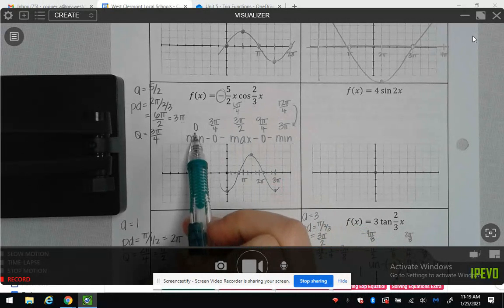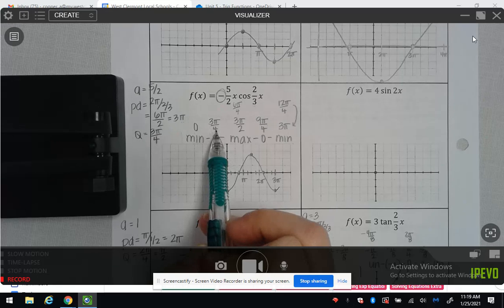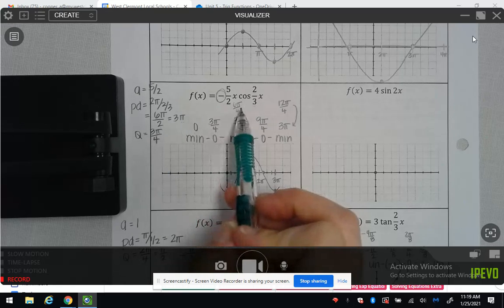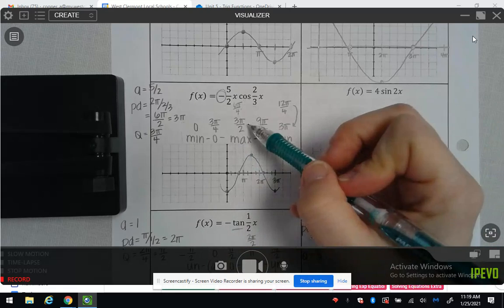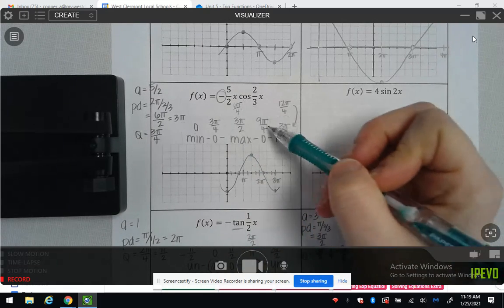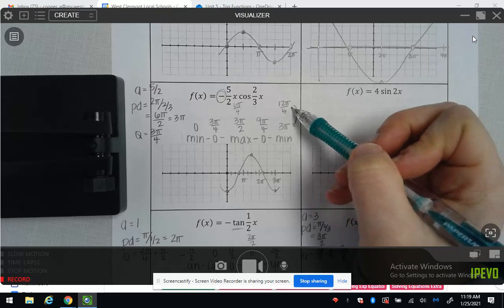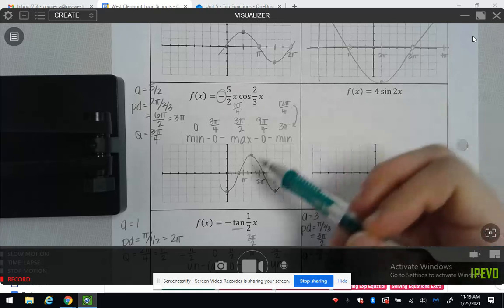Cosine starts at 0. Add my quad. So 0 plus 3 pi over 4 is 3 pi over 4. 3 pi over 4 plus 3 pi over 4 is 6 pi over 4, which simplifies to 3 pi over 2. Add 3 pi over 4 again, you're at 9 pi over 4. Add 3 pi over 4 again, I'm at 12 pi over 4, which is the same as 3 pi. Now you just go graph.